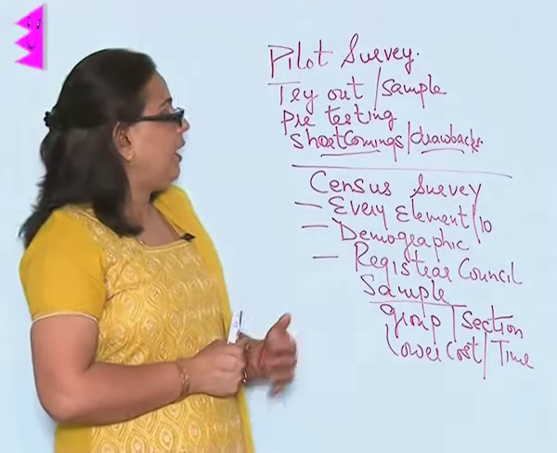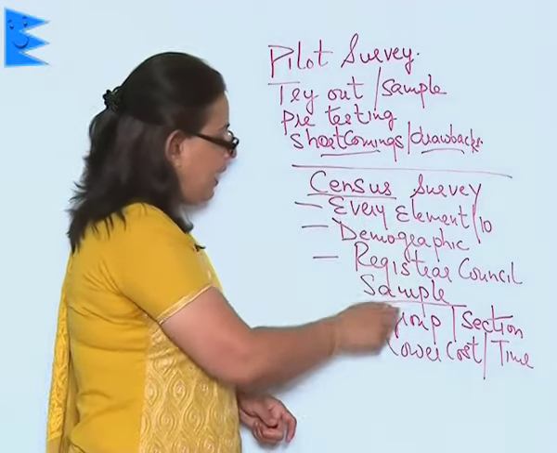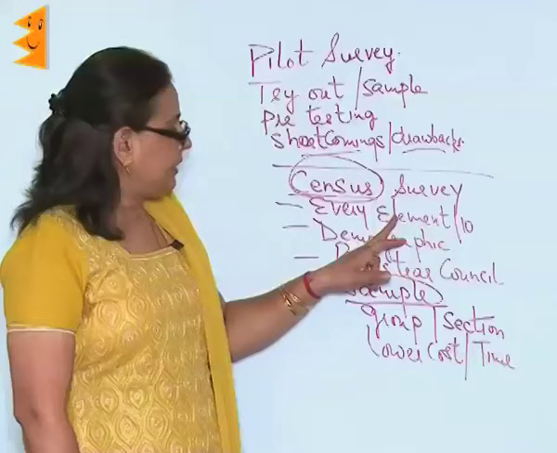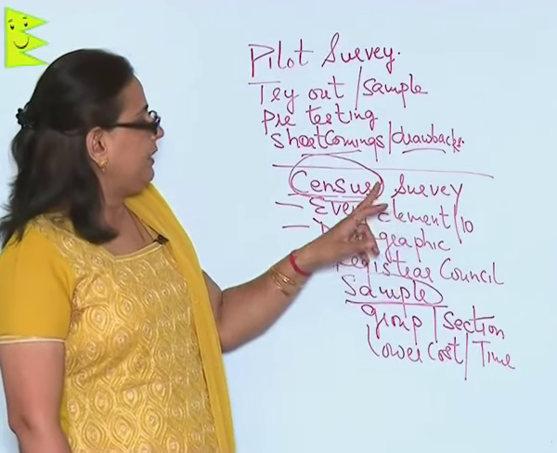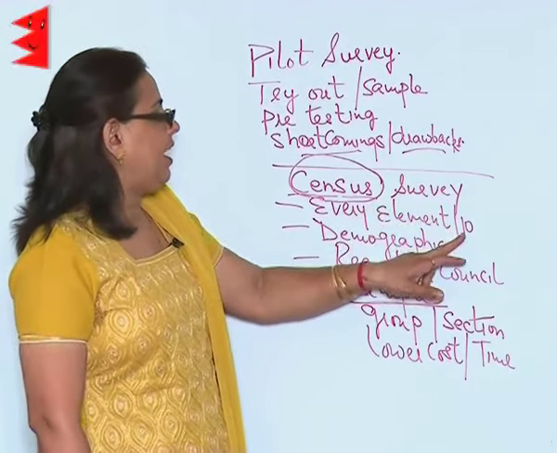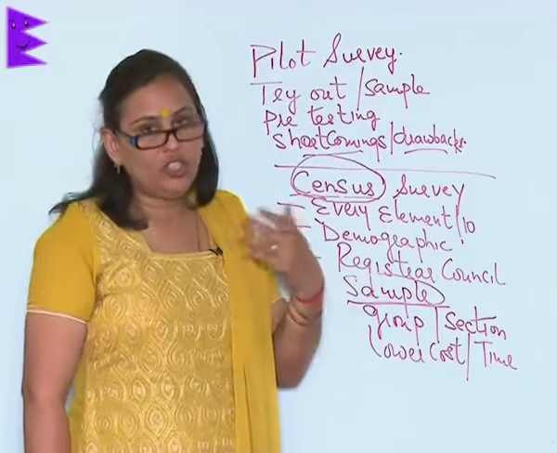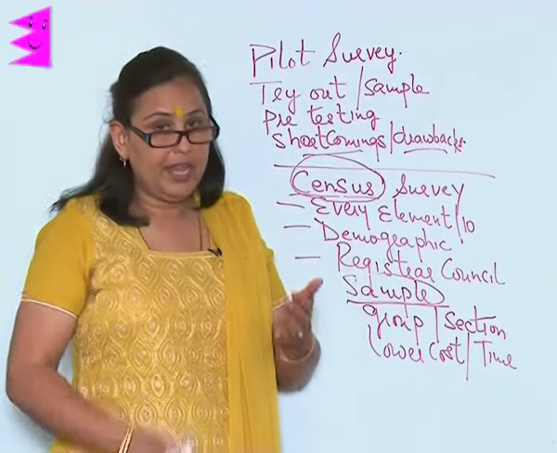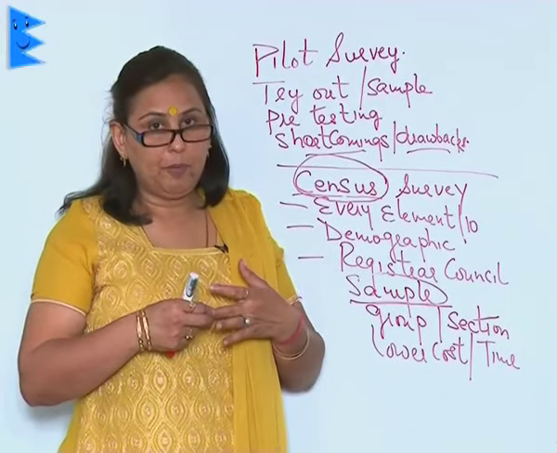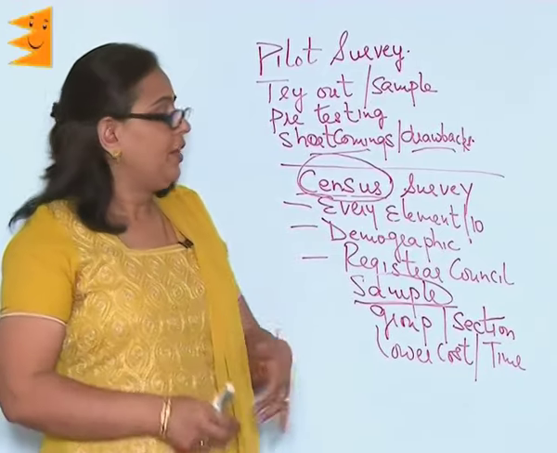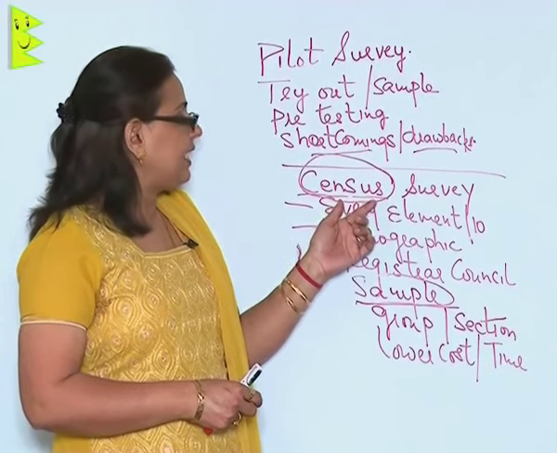Now, let me talk of the other two kinds of surveys, that is the census survey and the sample survey. The census survey talks about every element of the population, and this is generally conducted after every 10 years. It is the demographic representation of the population, meaning the literacy rate, the birth rate, the death rate of the population, the workforce, etc. So, all this information is derived and collected by the census survey method.